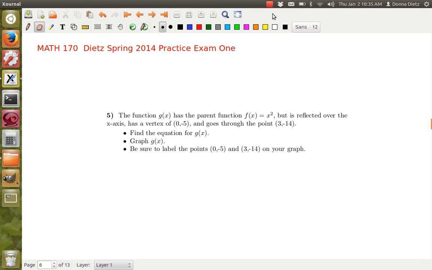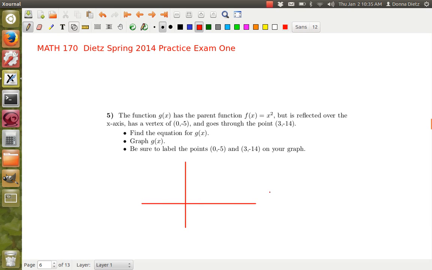Okay, so the function has a parent function of x squared, but is reflected over the x-axis, has a certain vertex, goes through a certain point. We know that the only thing g can be is ax squared plus bx plus c. So we could just use all these clues and figure out what g is, and that's totally valid. But instead, let's do it the way it's sort of intended, which is to use this whole idea of the parent function and reflections and so forth.